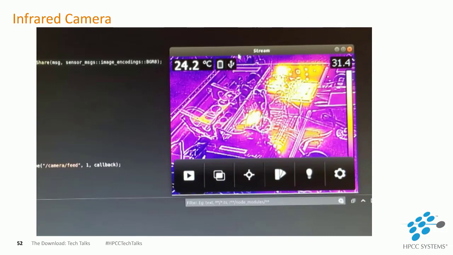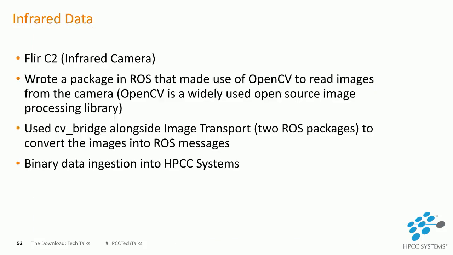Next is the infrared camera. So if you look at the picture here, it's just a single frame from an infrared camera taken during development. What's pictured is a robot chassis. If you look to the area with most of the heat, that's just the processor. So you can kind of see this is what's going to be received by the robot. This was taken with a FLIR C2 infrared camera.